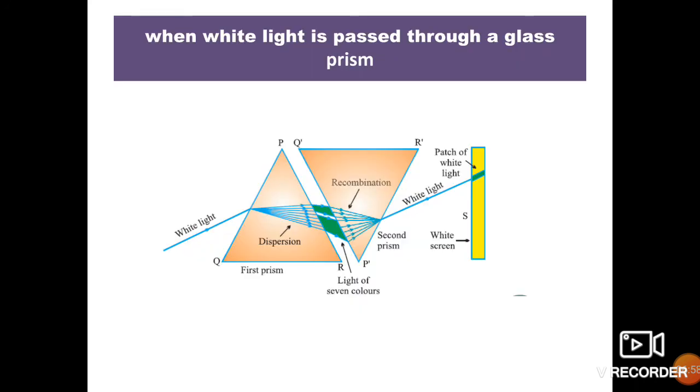Here the first prism is there. When we pass white light through the prism, because of the bending of light, dispersion happens, the splitting of white light into its constituent 7 colors. In between the 2 prisms, we can see light of 7 colors. When we use one more inverted prism, these 7 colors enter the prism and combine together to form white light, and it emerges as white light only.